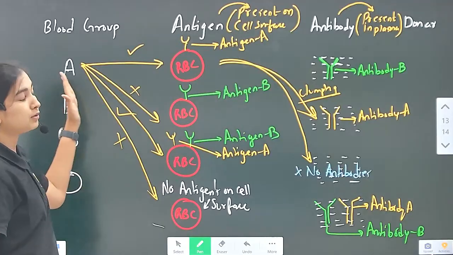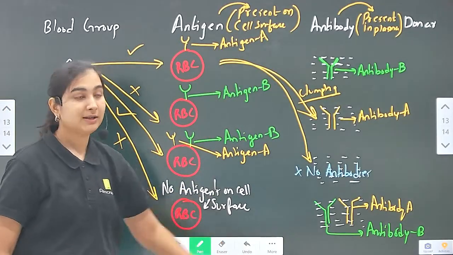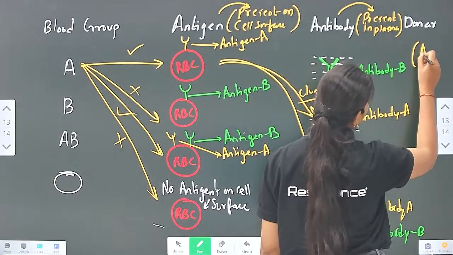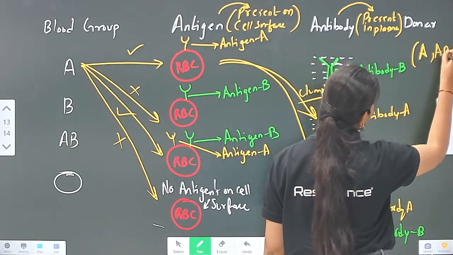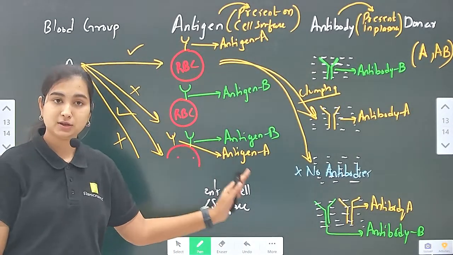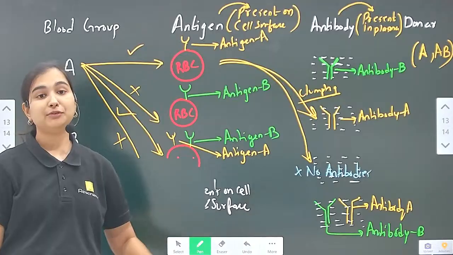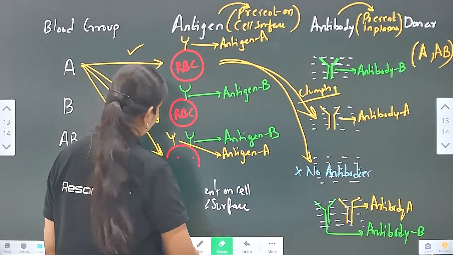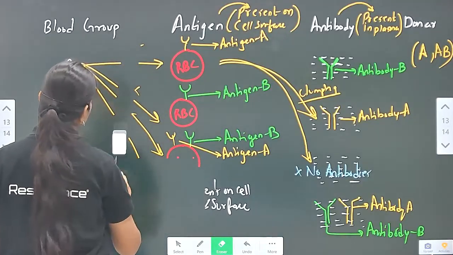So what can we say? The A blood group can donate the blood to whom? Who would be the recipient? It would be the A itself along with the AB. Is it clear? Yes, it can donate to itself, and apart from that to the AB. Fine. I hope this is clear. Let us go for the next blood group.